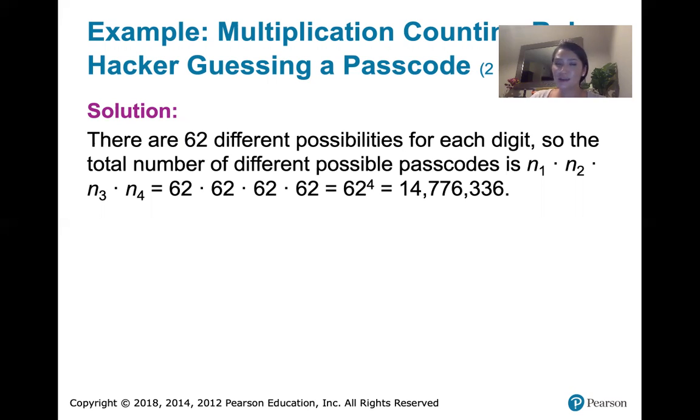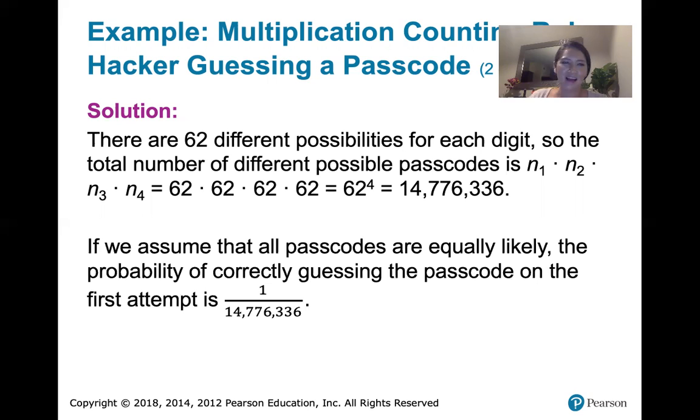Now, we're going to make an assumption. We're going to assume that all of those possibilities are equally likely. And that might not actually be true. Well, it isn't actually true, but if we did assume that all possible passcodes were equally likely, the probability of correctly guessing the passcode on the first attempt is 1 out of those 14,776,336 possible passcodes.